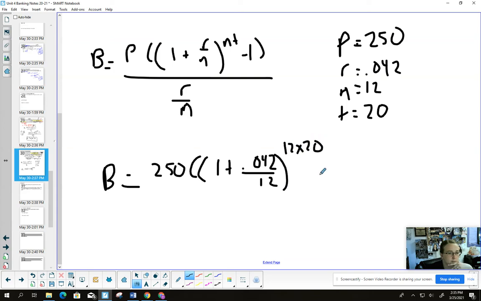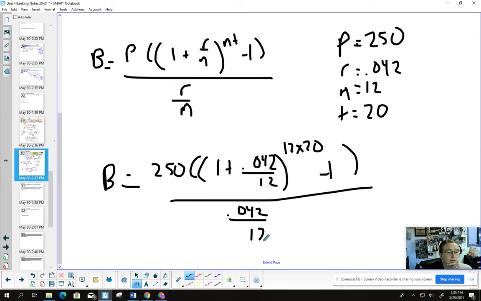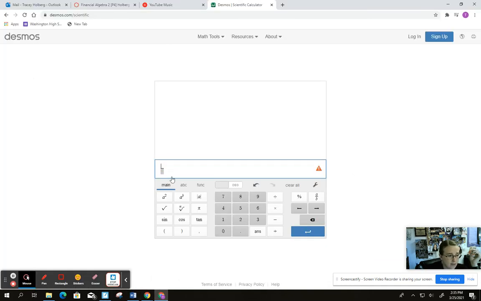12 times 20 minus 1, all over 0.042 over 12. Now, again, because I'm using Desmos right now, I need to do this. 12 times 20 is 240. So I do need to do that if I'm using Desmos. So going back to Desmos, I got my fraction button all ready to go. 250, 1 plus 0.042 divided by 12 to the 240. Again, I already did that ahead of time. Minus 1, close parenthesis. And then fraction within a fraction, 0.042 divided by 12.